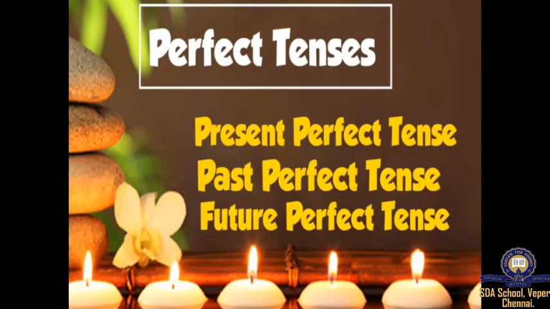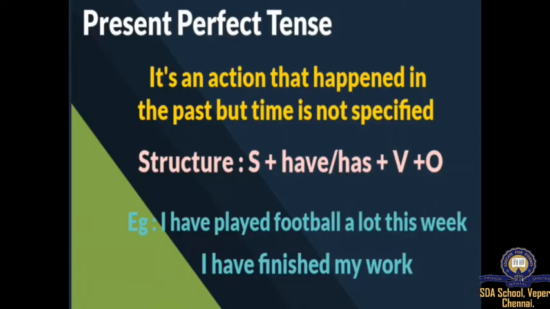They are present perfect tense, past perfect tense, and future perfect tense. Let's see one by one in detail. First, let's see present perfect tense. It's an action that happened in the past, but time is not specified.